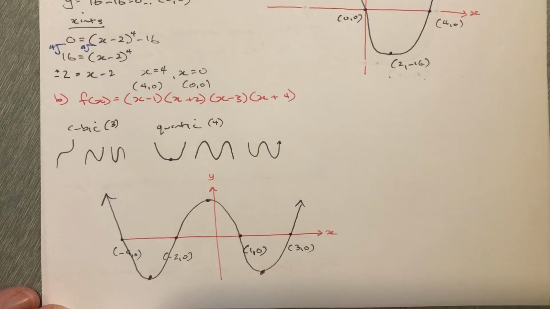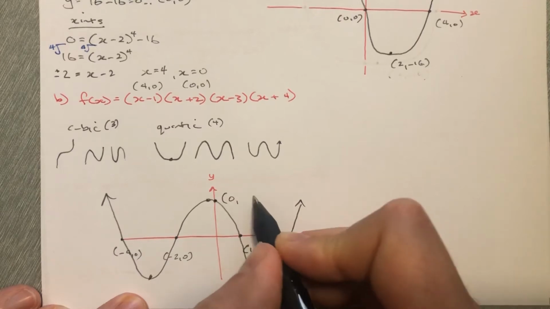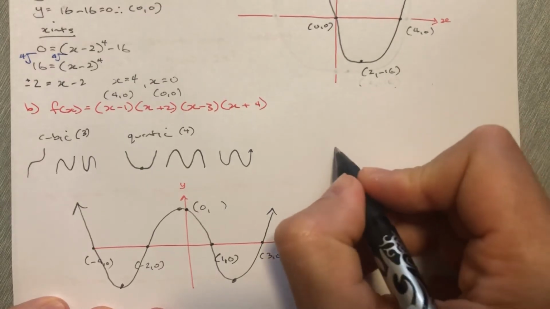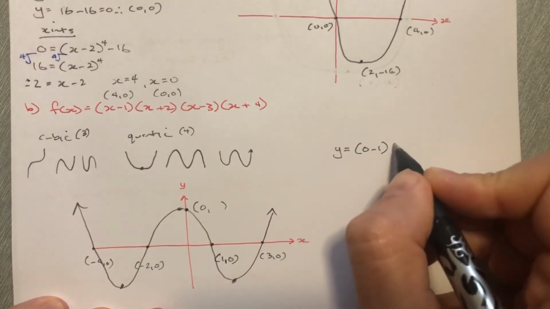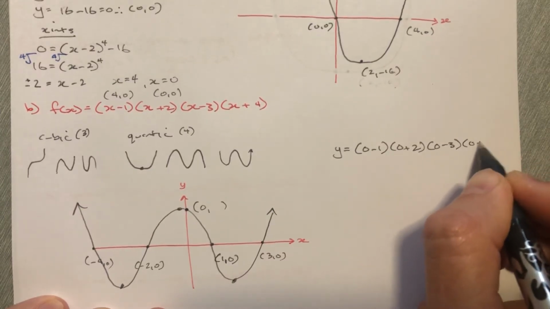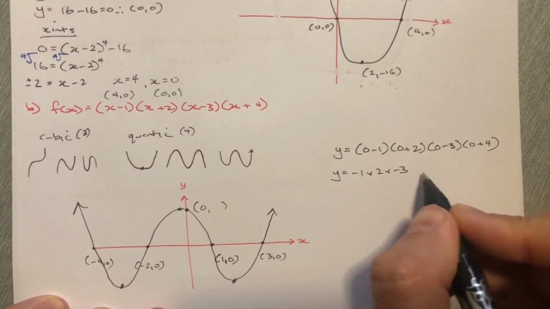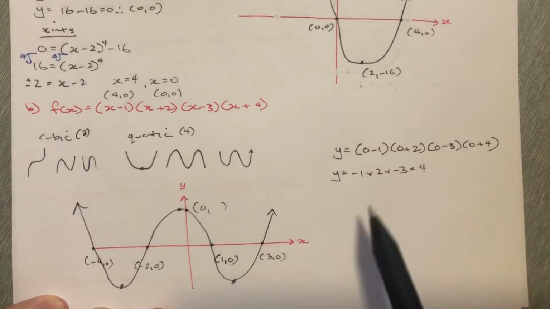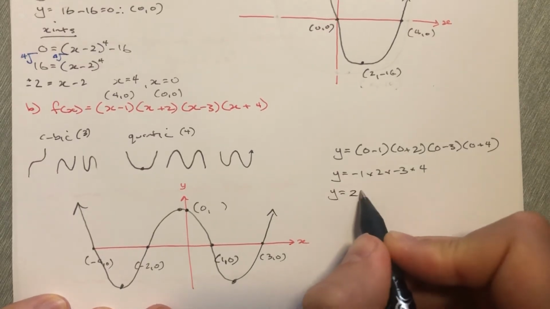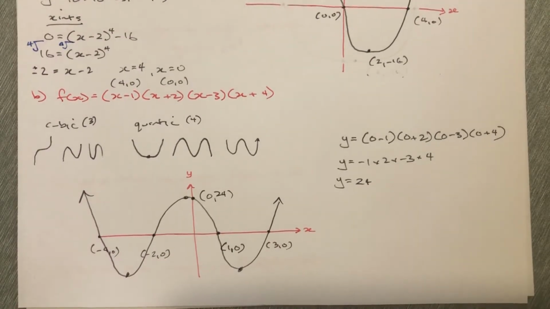There's one thing that I've forgotten about, which is the y-intercept. We need to show where that is. So to find the y-intercept, you make x equals 0, as you know. Okay, 1 times 2 times 3 is 6 times 4 is 24. There we go, we are done. Let's have a go at another one of those.